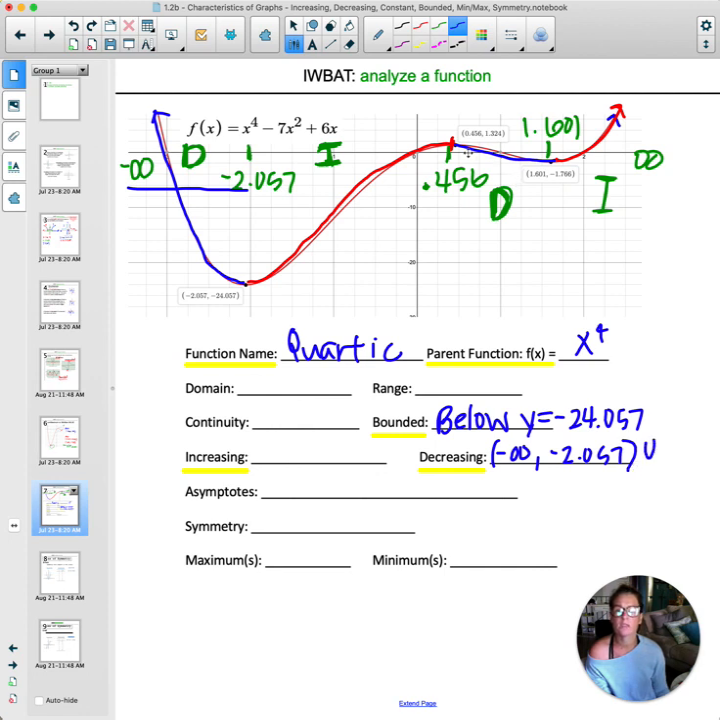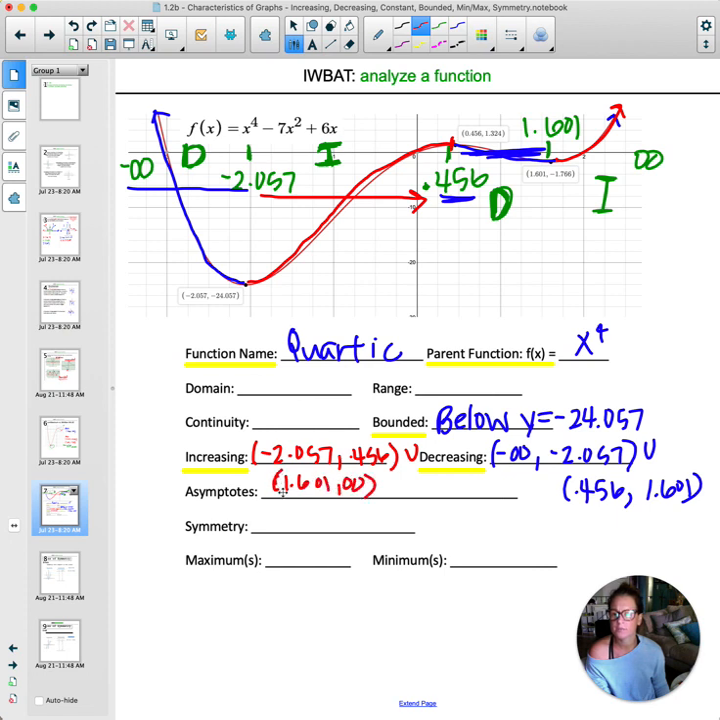And then we were decreasing on this interval as well. So 0.456 up to 1.601. So those were the two intervals of this graph that we were decreasing. Then we were increasing from here to here. Okay, so we were increasing from negative 2.057 up to 0.456. And then again from 1.601 to infinity. So again from here to here.